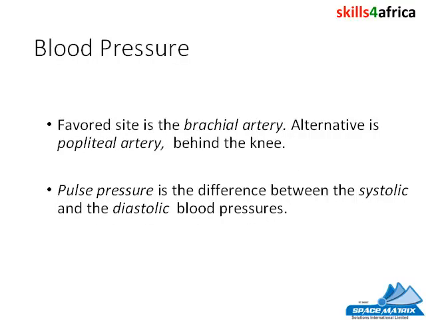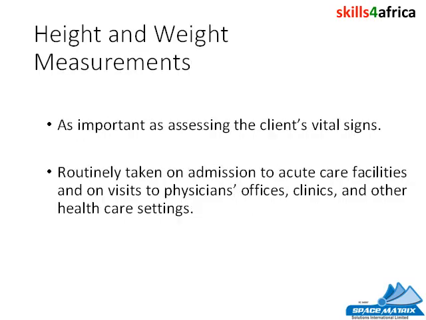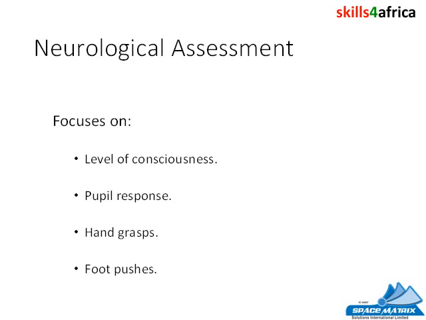BP, we look at the favoured site as the brachial artery. Alternative is the popliteal artery behind the knee. Pulse pressure is the difference between the systolic and the diastolic BPs. Height and weight measurements are important, of course, a part of the assessment and the nurse recording system. Neurological assessment, of course, focuses on level of consciousness, pupil response, hand grasps, foot pushes. You should be well acquainted with the Glasgow system.